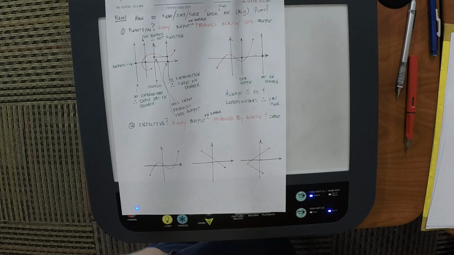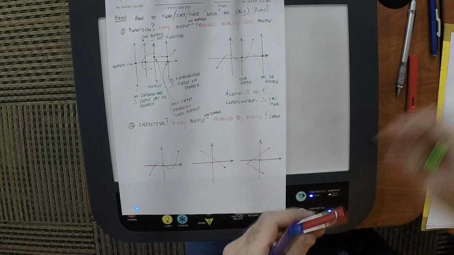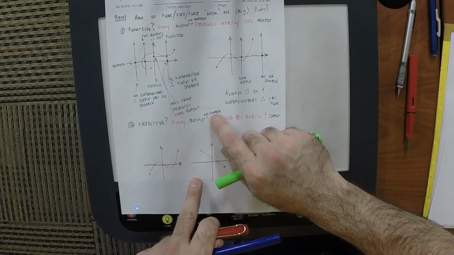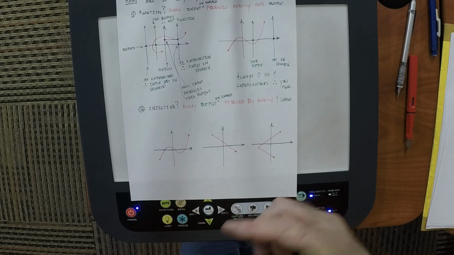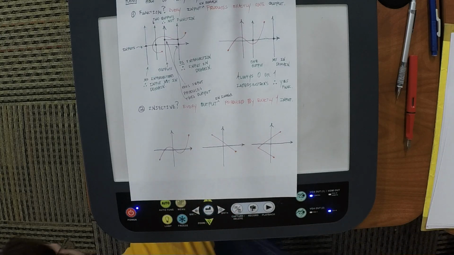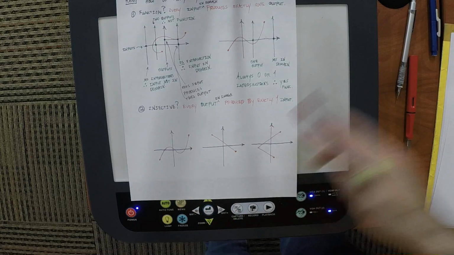No. So the "in the image" predicate is what changes it. If we changed it from "in the image" to "in the range," then the answer would be bijective. Well, don't worry, we'll get to it. That's 2 pages from now.